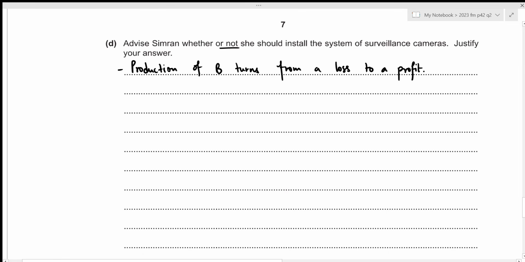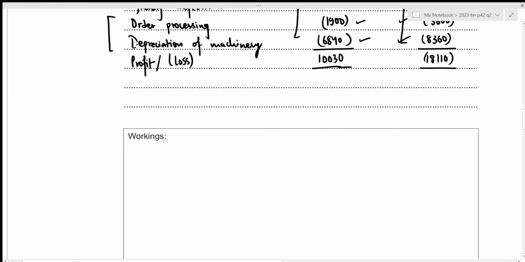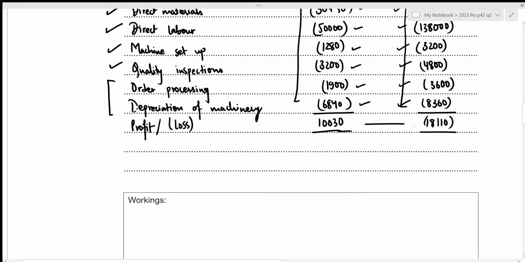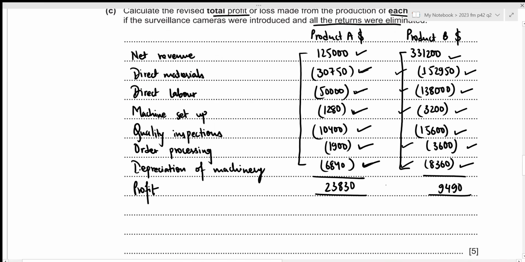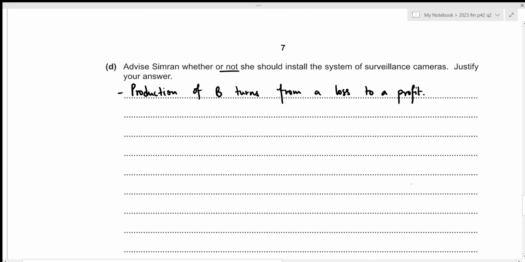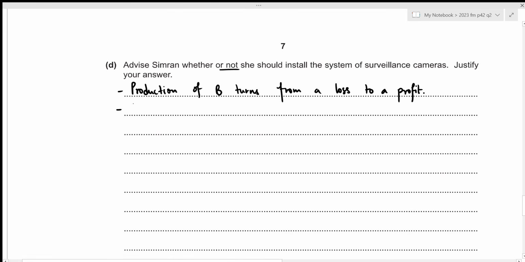So it also means that the total production goes from a net loss to a profit. If we take a look above, if we add these two, we know that it's going to be a negative amount. So previously we had a net loss for both our products, but after including our surveillance cameras, we can see that both of the products have a profit, which means that there will be a net profit rather than a net loss. We can write it down as well. So the total production goes from a net loss to a profit.